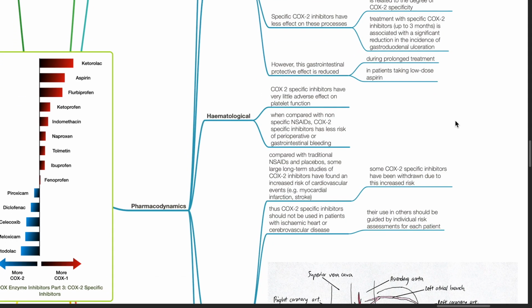Hematological effects. COX-2 specific inhibitors have very little adverse effect on platelet function. When compared with non-specific NSAIDs, COX-2 specific inhibitors have less risk of perioperative or gastrointestinal bleeding.